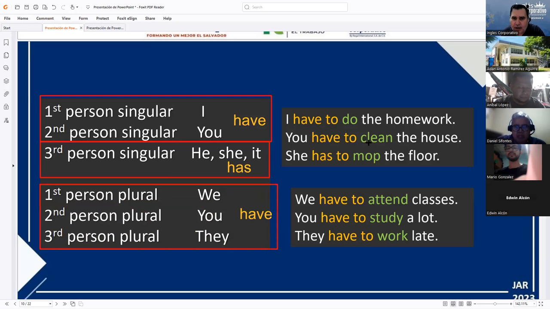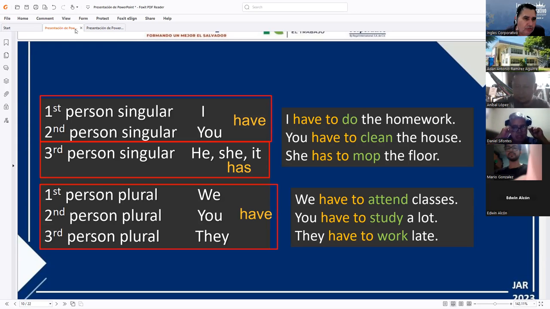So the examples that we have are: I have to do homework. You have to clean up the house. She has to mop the floor. We have to attend classes. You have to study a lot. They have to work late.